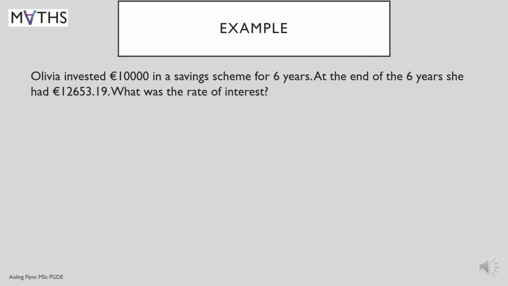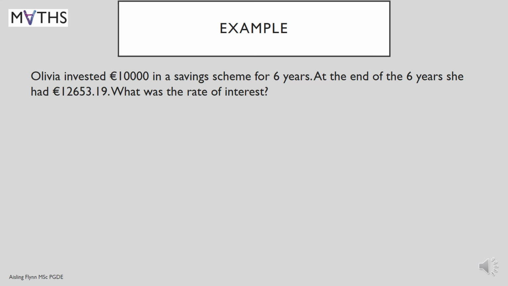Okay, so Olivia invested 10,000 euros in a savings scheme for 6 years. At the end of the 6 years, she had 12,653 euro and 19 cent. What was the rate of interest? So same topic, different question. Let's take out the information.